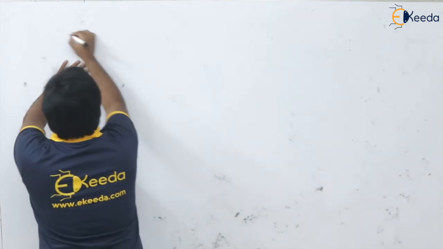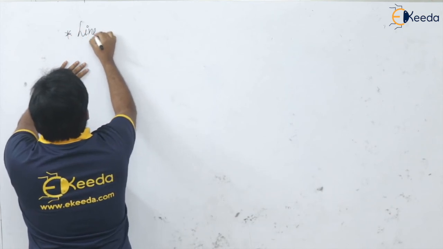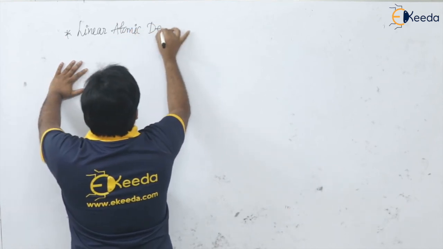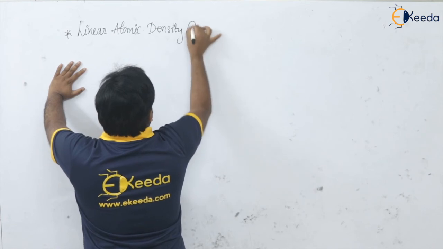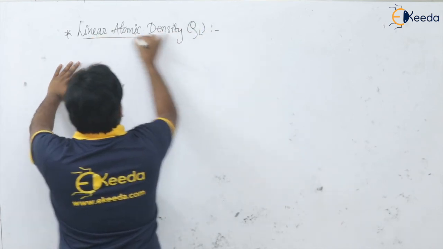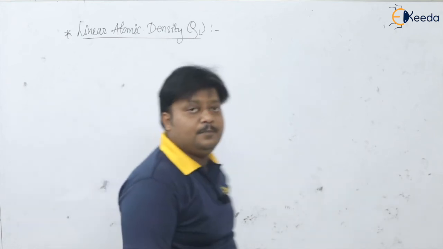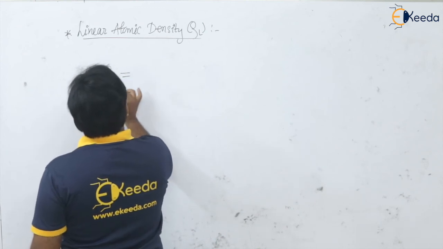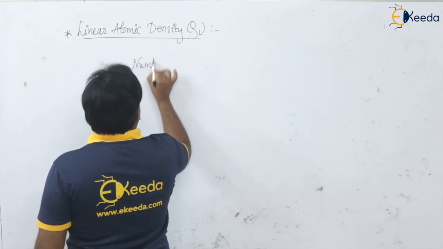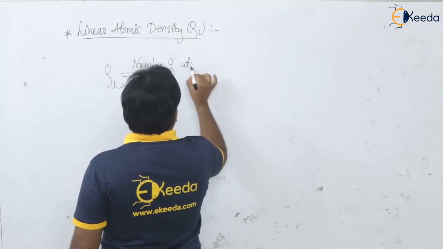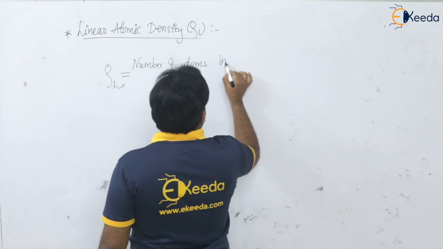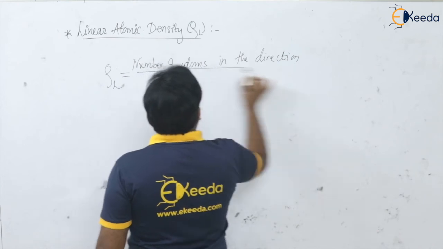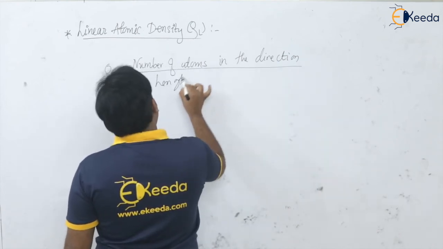So the next thing we are going to learn is the linear atomic density, or simply linear density, which is represented by rho L. It can be given by the formula: the number of atoms in the direction divided by the length of the direction.